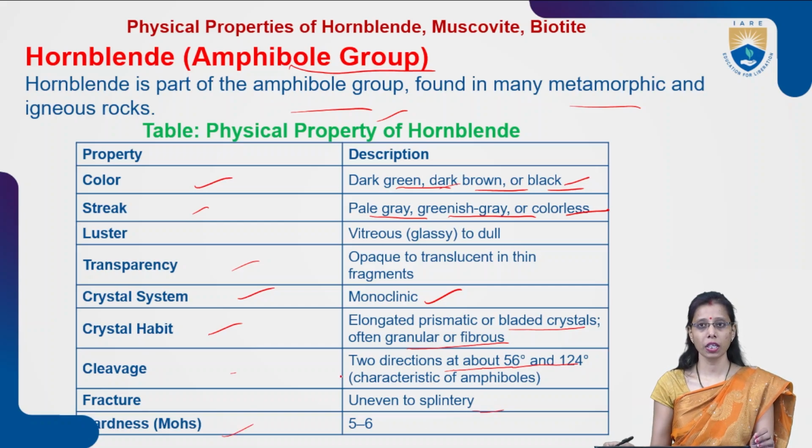Now hardness, if you see the hardness here, it is 5 to 6 on the Mohs scale. The Mohs scale I need not explain again and again. The Mohs scale is the scale where we measure the hardness of a mineral or a rock. So 5 to 6 means it's a harder mineral.